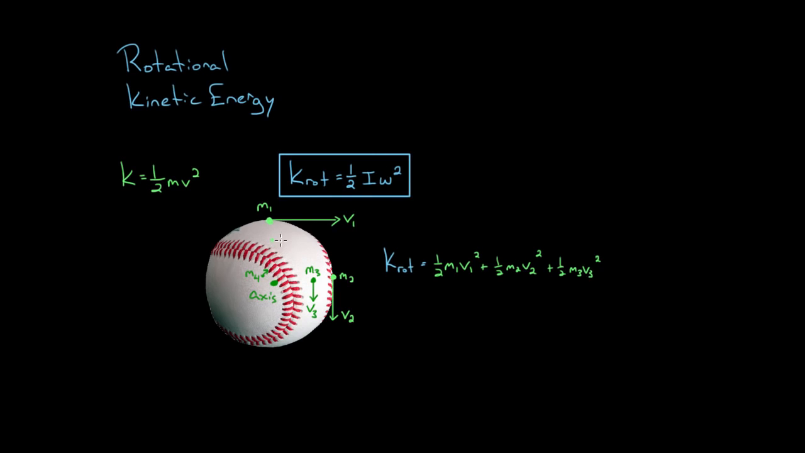But you might be like, this is impossible. There's infinitely many points in this baseball. How am I ever going to do this? Well, something magical is about to happen. This is one of my favorite little derivations. It's short and sweet, because watch what happens.